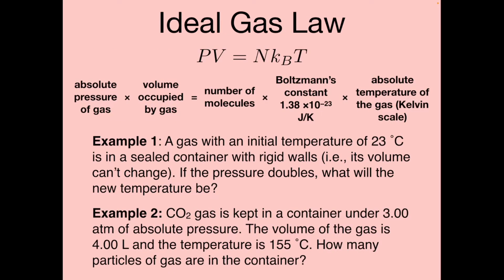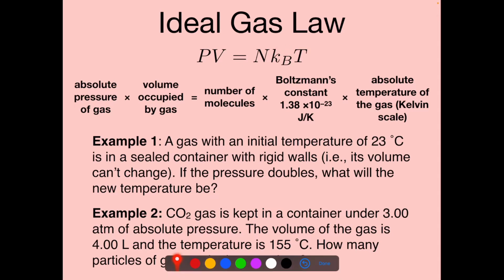Okay, and with all that said, let's take a look at the ideal gas law. The ideal gas law says that PV is equal to N times K times T. So let's go through what each one of those variables represents. P is the absolute pressure of the gas. V is the volume that's occupied by the gas. N is the total number of molecules of gas we have. So this is going to be a very large number in general.